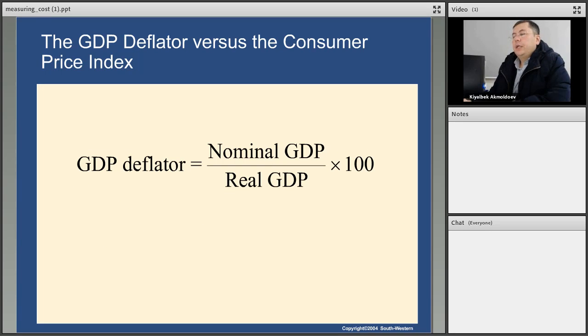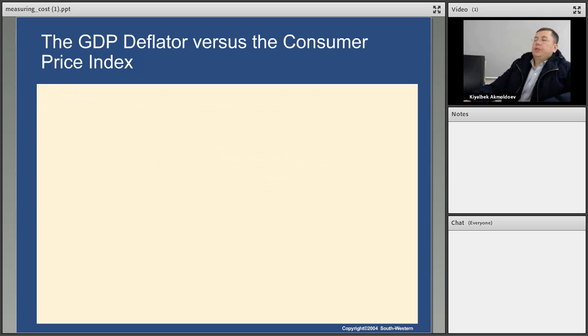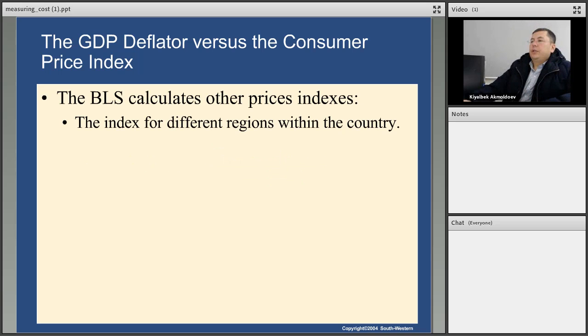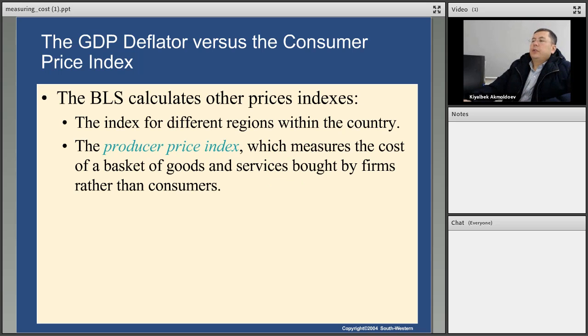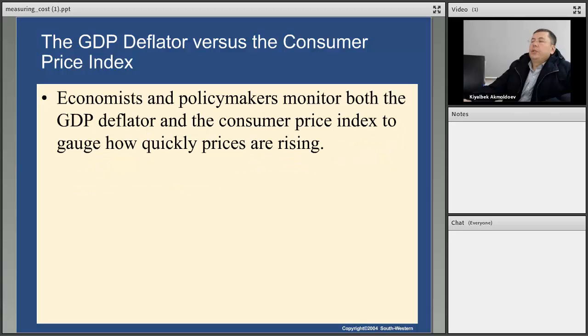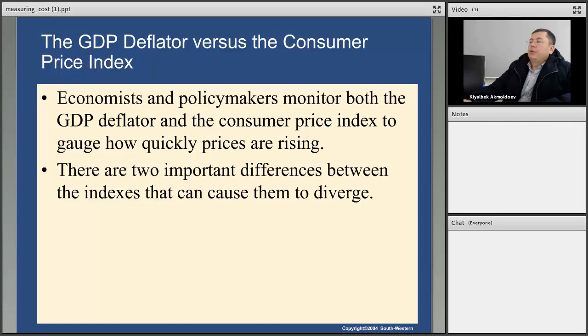So GDP deflator, as I have mentioned, is nominal GDP divided by real GDP multiplied by 100. This is the change in prices of all goods and services in all years. There are also indexes of different regions within a country. Producer price index, or PPI, measures the cost of a basket of goods and services bought by firms rather than consumers. It is the producer price index. So economists and policymakers monitor both the GDP deflator and the consumer price index, or in short CPI, to gauge how quickly prices are rising.